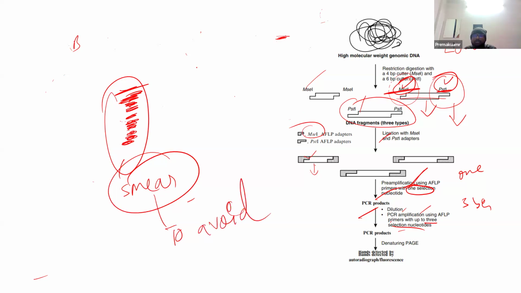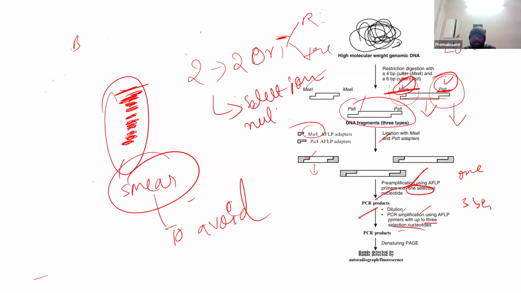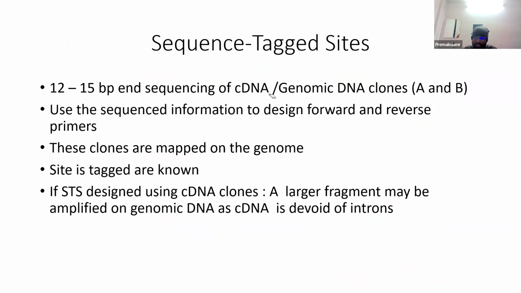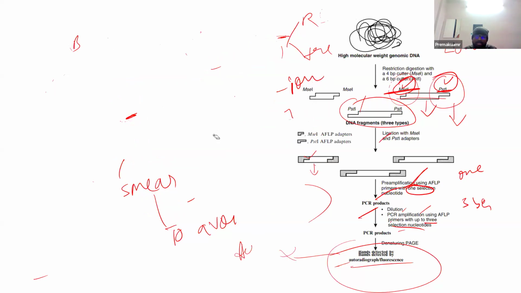we are using 2 techniques. One is two different restriction enzymes. One should be a rare cutter, one is a frequent cutter. I think you know what a rare cutter is. Then another thing is using PCR with selection nucleotides. These 2 steps are used to reduce the representation, and then we will detect them, they'll keep it to autoradiograph. Then the polymorphism is detected. Understood what is AFLP marker? And it is dominant in nature. Okay.